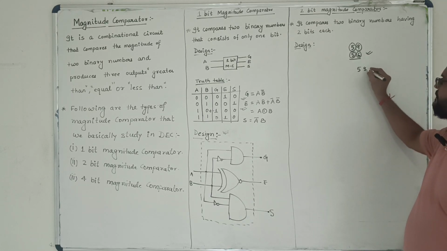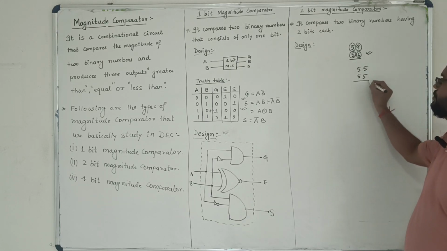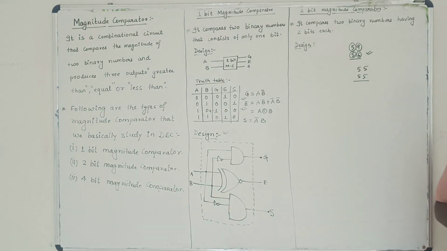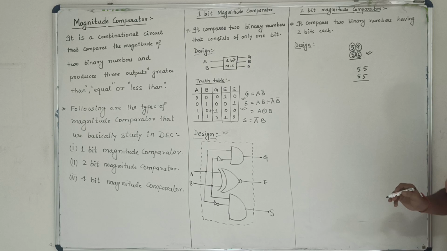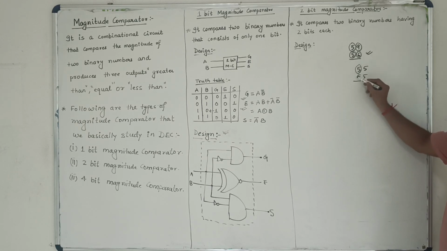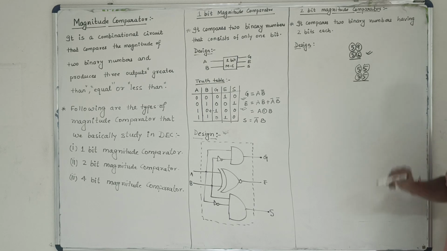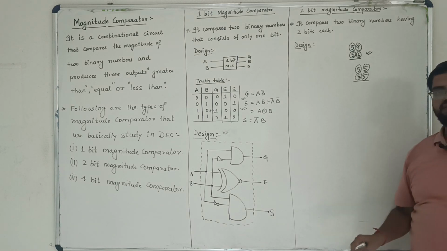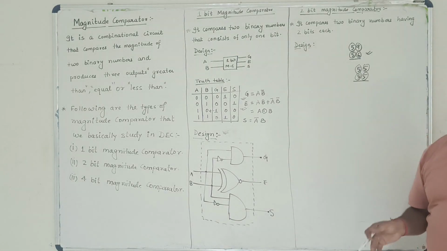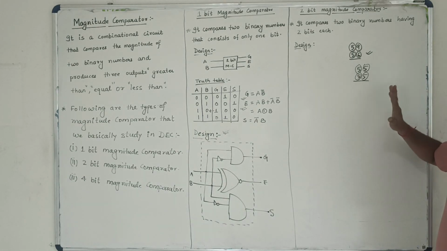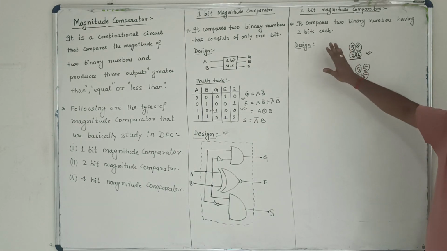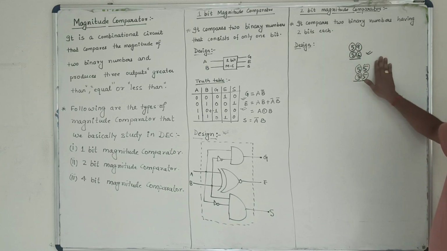Similarly, if I go for 55 and 55, and I ask you to compare these two numbers, you can clearly say that both the numbers are equal. Why? You are comparing the tens place of the first number and the tens place of the second number, then the unit place of the first number and the unit place of the second number, and you find everything is the same and equal. Then you can say both the numbers are equal. So we'll be utilizing this concept in order to design this 2-bit magnitude comparator.